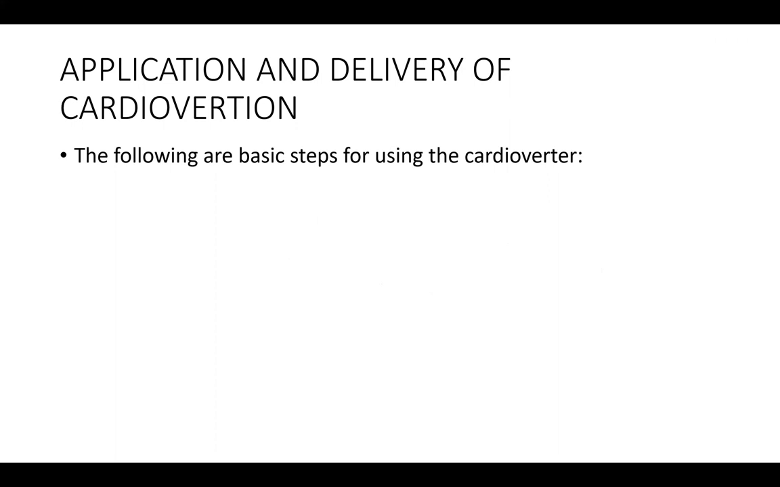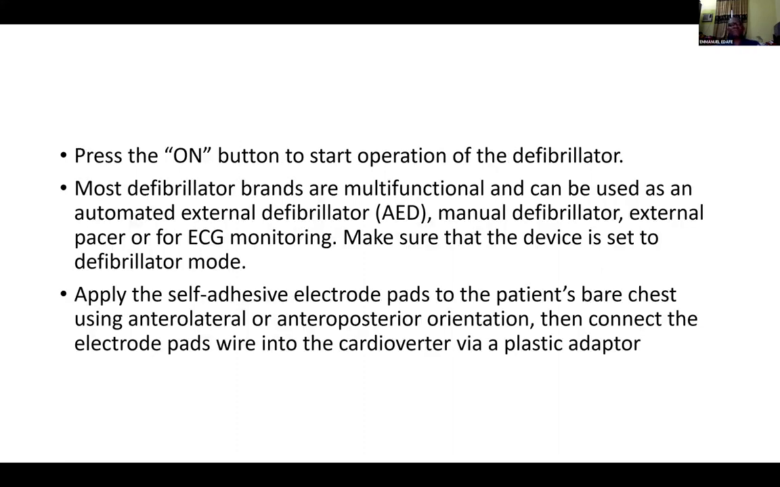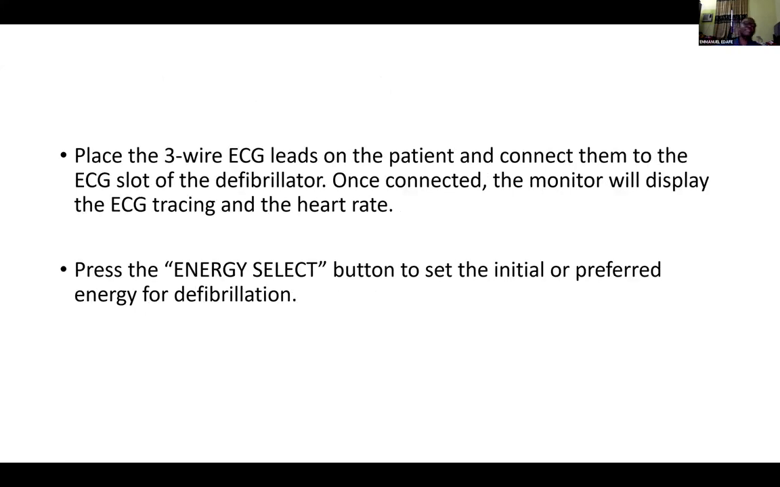So application and delivery of cardioversion follow these steps. First, you press the button. Once you press the button, the next thing is to apply the ECG and look at the reading appearing. Then press the energy and select the energy that you will use. Then you press your synchronization.